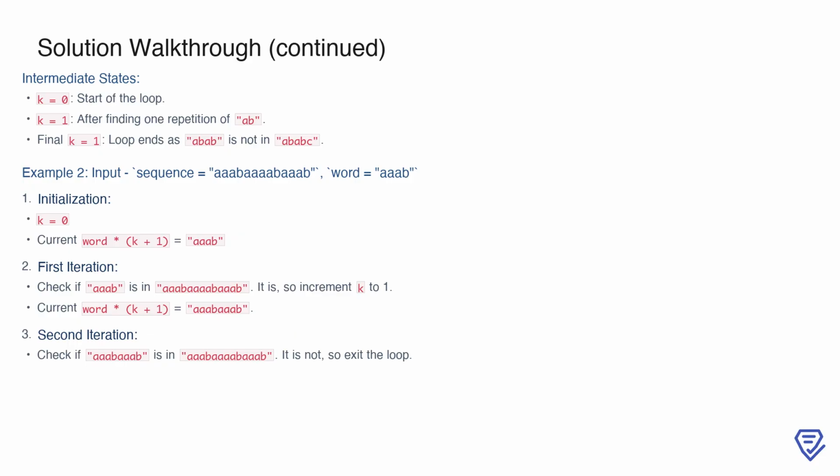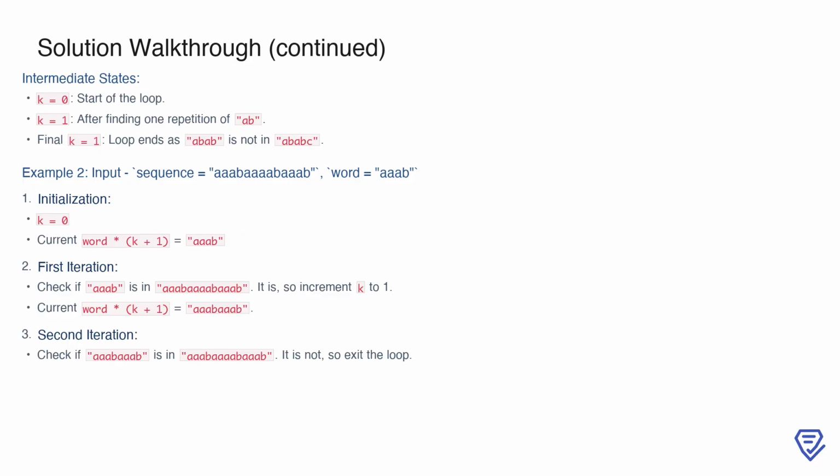Now, let's look at a slightly more complex example where the sequence is "abababab" and the word is "ab". Again, we begin by initializing k to 0 and calculate the first repetition of the word as "ab". Checking the sequence, we find that "ab" is present, so we increment k to 1.